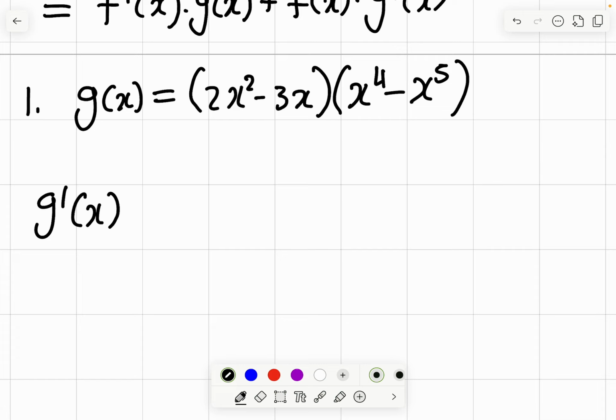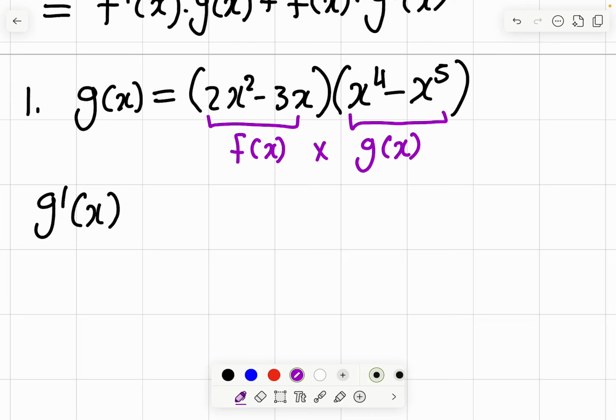If you check there, you have a product of two functions. You can call the first function f of x, and you can call the second one g of x. They are the product. So you know the derivative of that function is going to be what? You are going to have what?